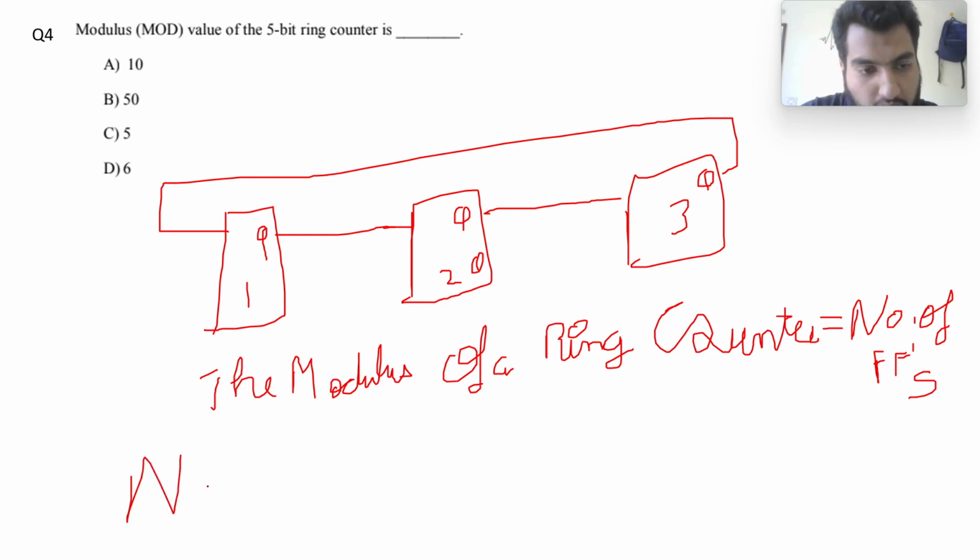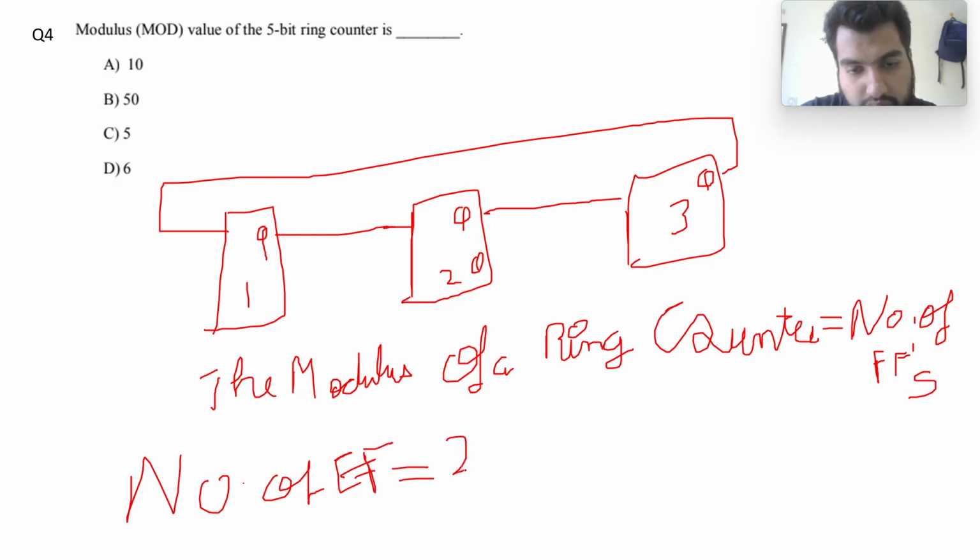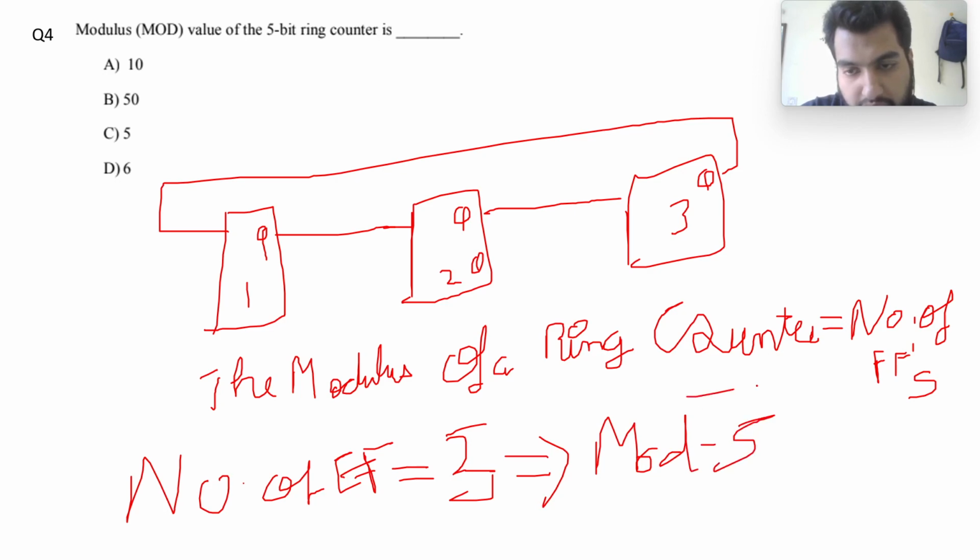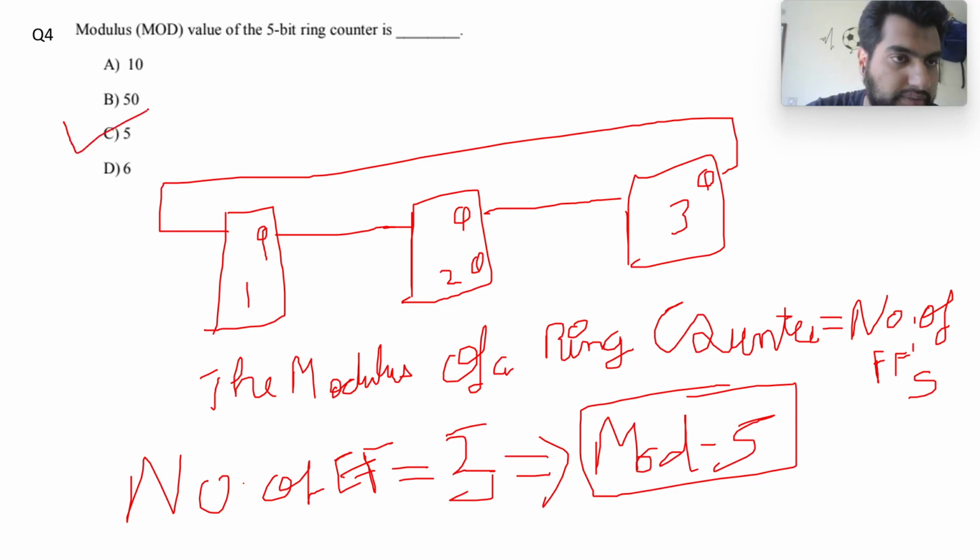So the number of flip-flops here is 5, since it's a 5-bit counter. That implies the modulus is mod 5. So a 5-bit ring counter has a modulus of 5. It's a pretty simple question. I assume there are no doubts in this.